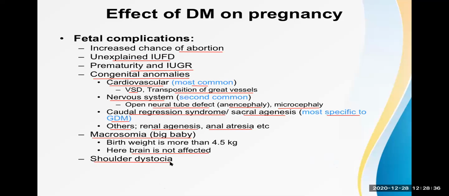Another important complication is shoulder dystocia. Now, the meaning of shoulder dystocia is after the head is delivered, the shoulder gets stuck there. Okay, they are not rotating, especially the anterior shoulder gets stuck just behind the pubic symphysis. So shoulder dystocia is quite common because of the larger diameter, that is the reason.